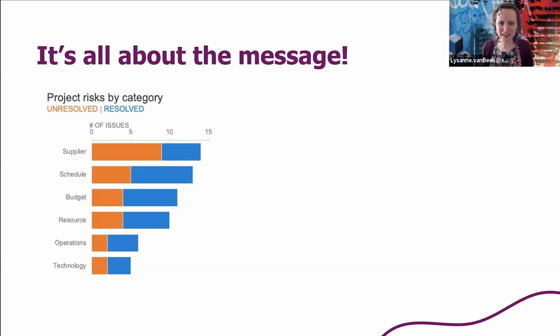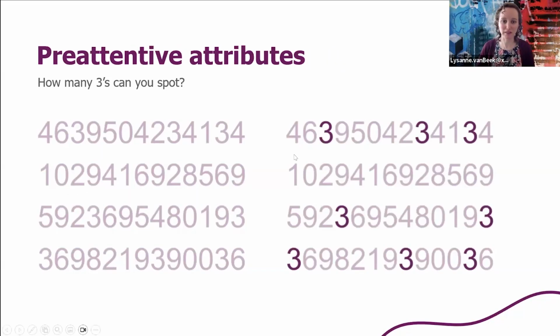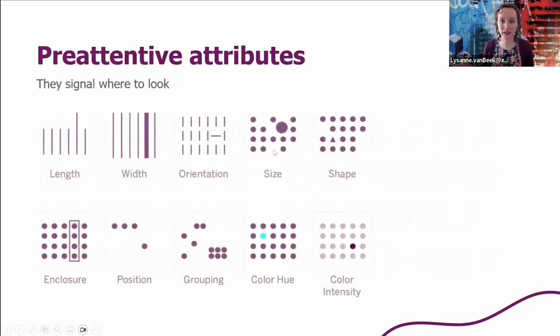What's the main takeaway? What's the so what? Why are we looking at this visualization? One of the biggest pitfalls, if you're making a visualization, is assuming that everybody will see it the way that you do. And this is an example of a pre-attentive attribute, because pre-attentive attributes signal where to look.